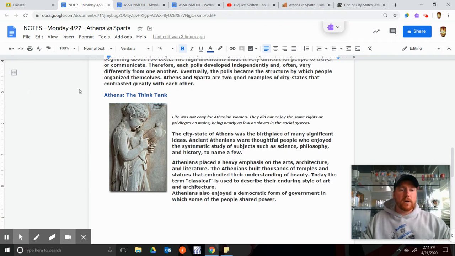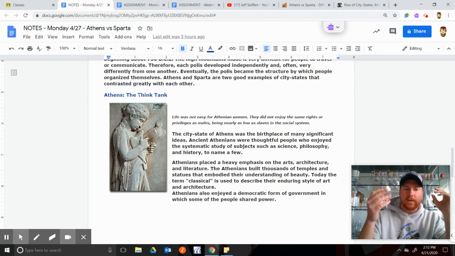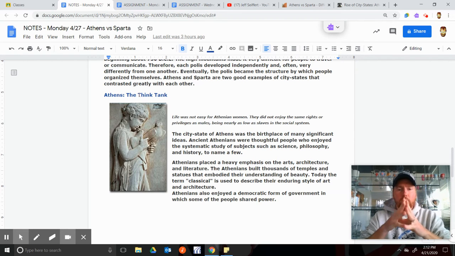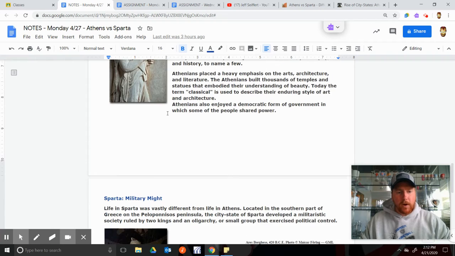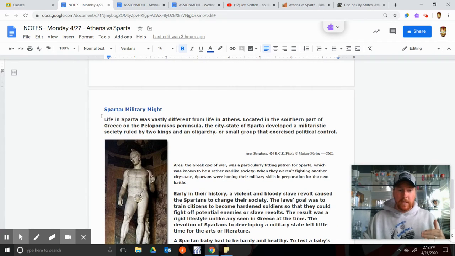What I want to start off by talking about is the Athenians, the think tank. The reason this article put the think tank for the Athenians is because the Athenians put a lot of their time and effort into educating their citizens. Education was one of the top priorities of the people of Athens. They were the brains. They spent a lot of time looking into science and philosophy and architecture, and it really was an educational society. Whereas the Spartans, if we scroll down here, again, these are still people of Greece.